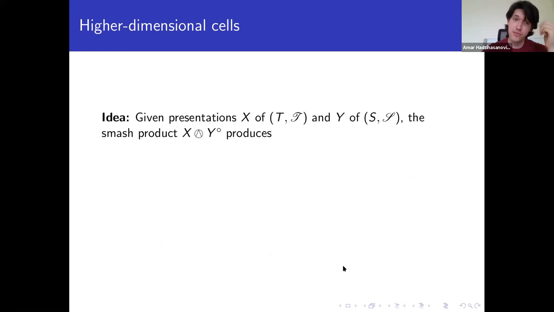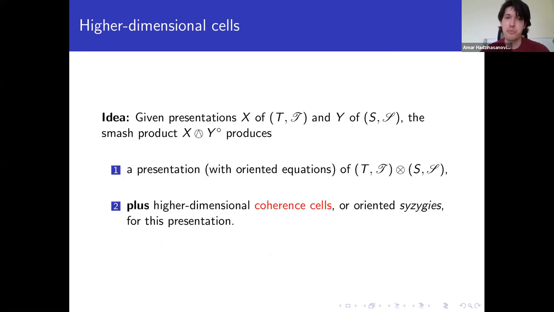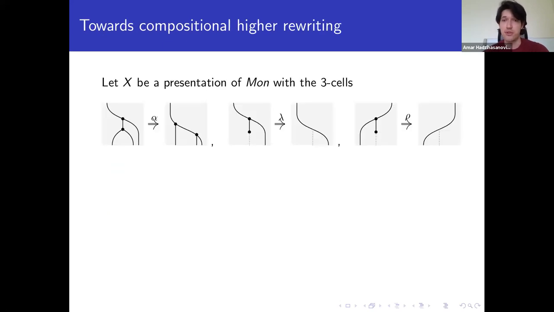And the idea is that we start from this presentation, then this smash product produces not only a presentation with oriented equations of this tensor product, but it also produces some high dimensional coherence data, known in homotopical algebra as syzygies, oriented syzygies for this presentation. From the point of view of rewriting theory, you can see this as data which tells you in a nice way that some critical branchings in your presentations are going to be confluent. So for example, if we start from a presentation of the theory of monoids with this orientation, then we get a presentation of the theory of bialgebras with oriented equations.